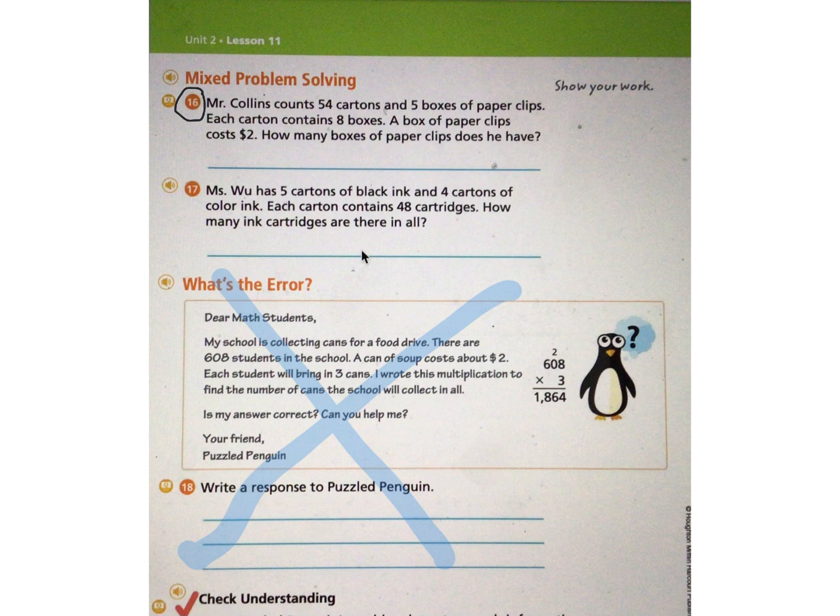Okay, so the first thing we need to listen for is, is there any extra information? So we have 54 cartons, 5 boxes of paper clips. Each carton contains 8 boxes. A box of paper clips costs $2. How many boxes of paper clips does he have? Well, already I can tell that there is some extra information that I don't need, and that would be that there's a box of paper clips that costs $2. Okay, it is asking us to find how many boxes of paper clips he has.